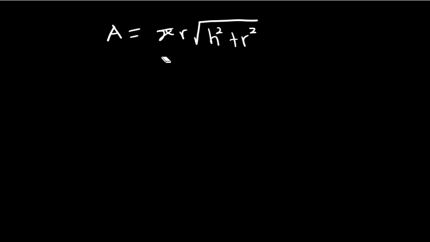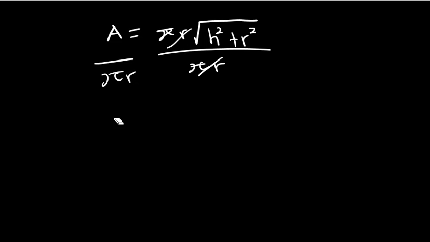Okay, so we are going to divide the whole of this side by pi r, and then we divide this side too by the pi r. In this case, this pi r is going to cancel this pi r. So we are going to have A over pi r equal to the square root of h squared plus r squared. Okay, so now you realize that the pi r is no more there. It's not attached to the root sign.